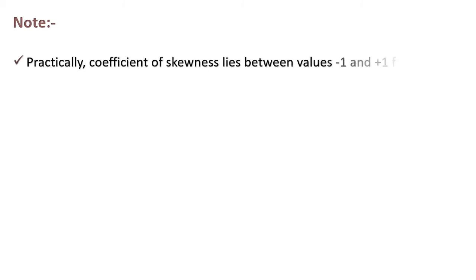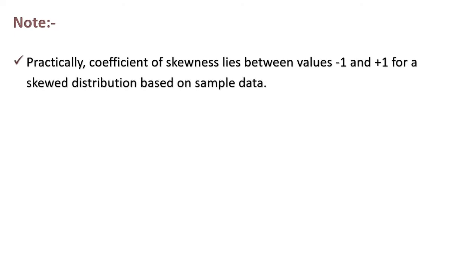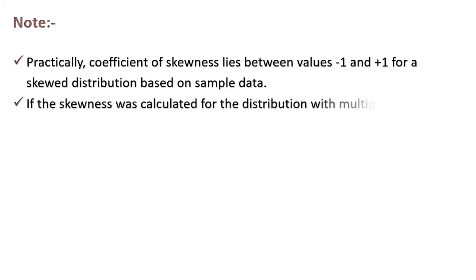Now, there are certain things which you need to remember in the case of Karl Pearson's skewness. Number one, practically the coefficient of skewness of Karl Pearson always lies between -1 and +1 for a skewed distribution based on sample data. So the value of the coefficient of skewness is always between -1 and +1. If it is less than -1 or more than +1, then there must be some error either in the sample or in your calculation.